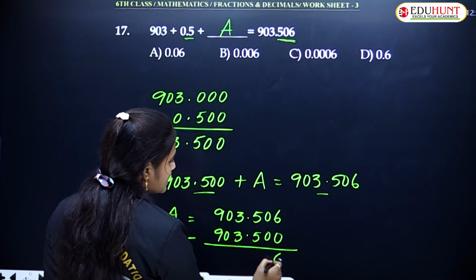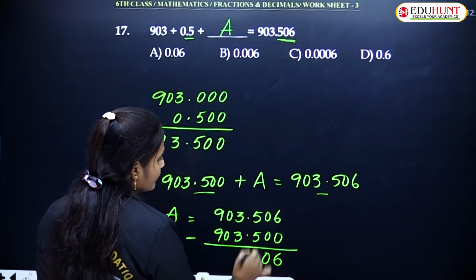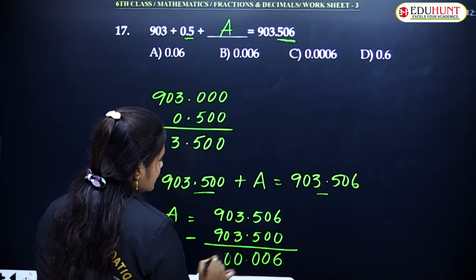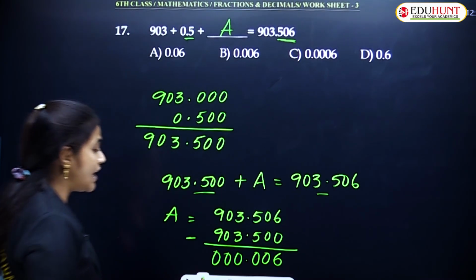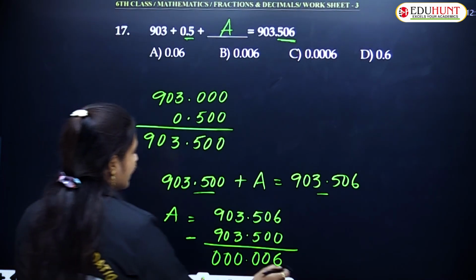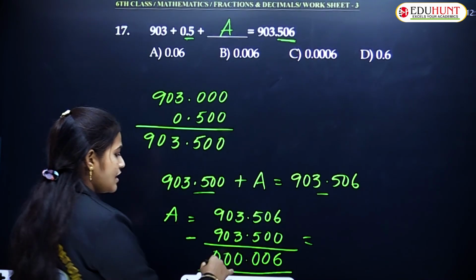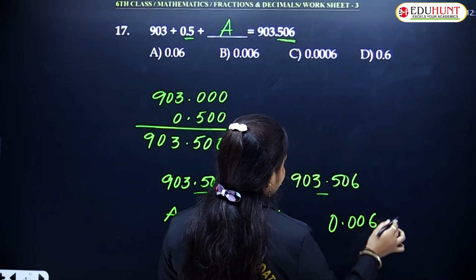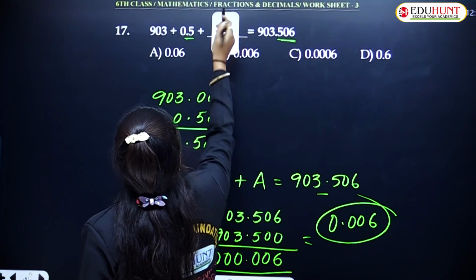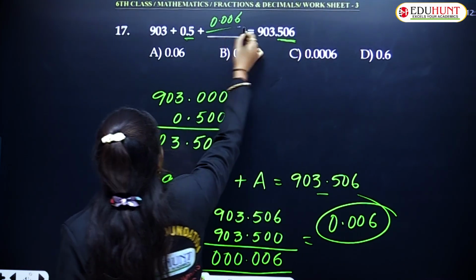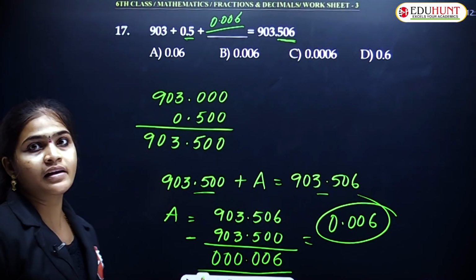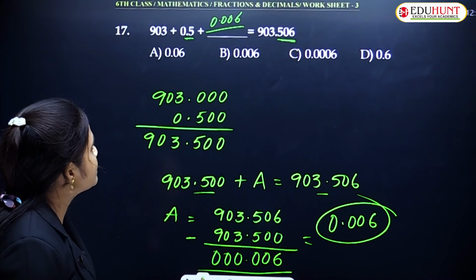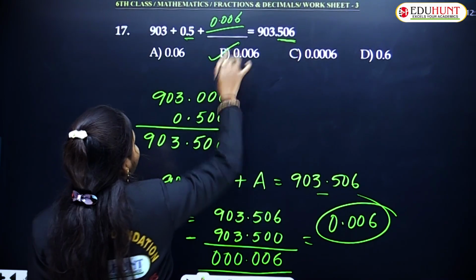6 minus 0 is 6. 0 minus 0 is 0. 5 minus 5 is 0. 3 minus 3 is 0. 0 minus 0, 0. 9 minus 9, 0. Finally the answer is 0.000, which we can write as 0.006. So what number do you have to add here? 0.006 you have to add to this number, then you will get 903.506. Understand? Yes. So which option is correct here? Option B is correct, that is 0.006.